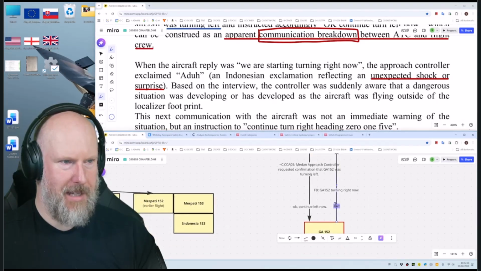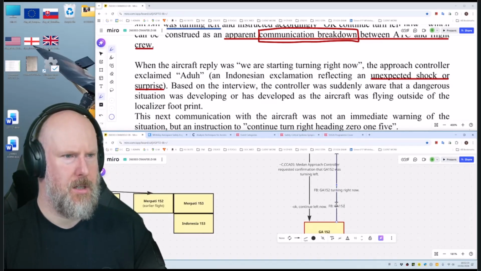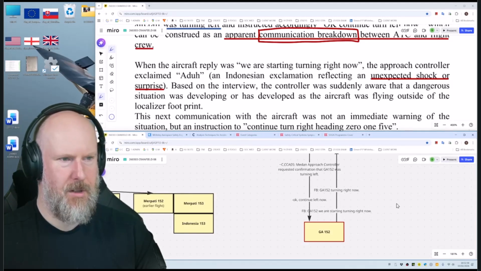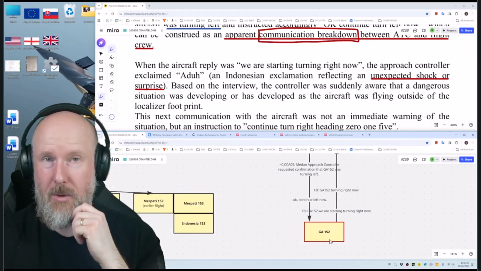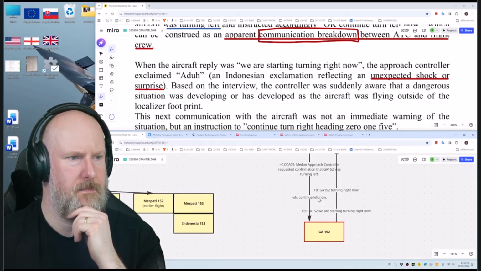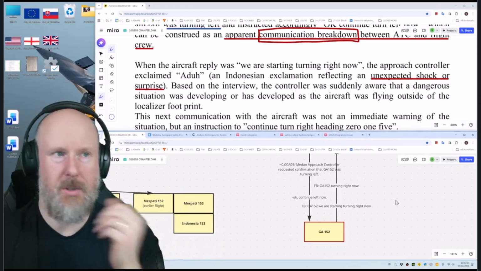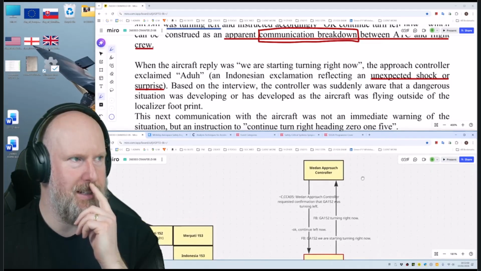So is that another bit of feedback? So feedback. GA152, we are starting turning right now. So did that come afterwards? Okay, continue left now. So that's a confirmation they're going the other way. Is that an indication that the crew of GA152 misheard and misunderstood the instruction? Or is it that they interpreted the instruction because, for various contexts, which we should get to later on? So they had an unexpected shock or surprise.